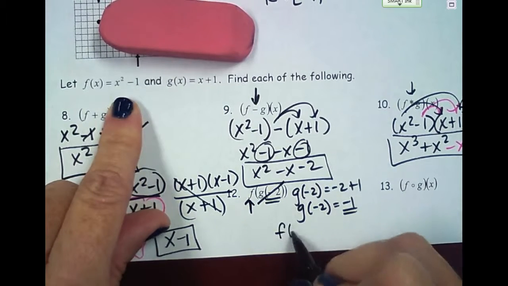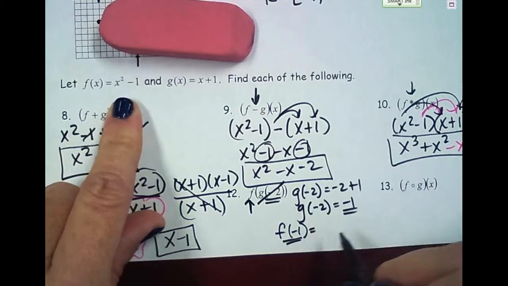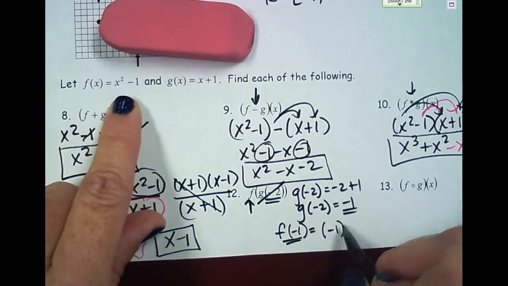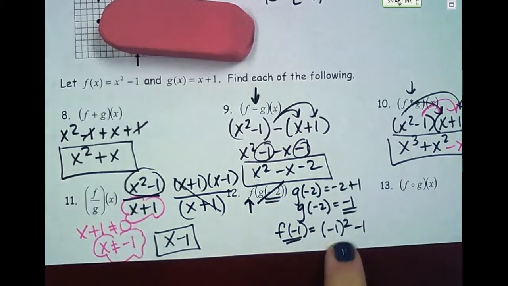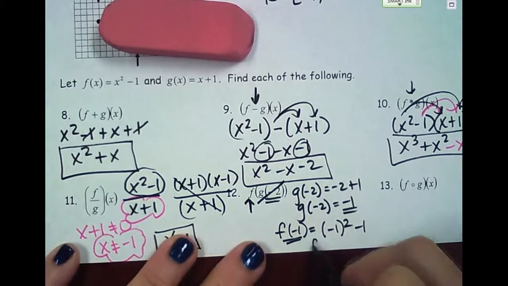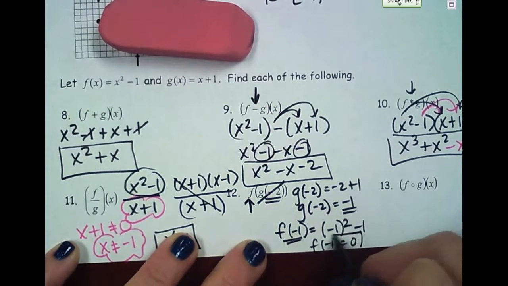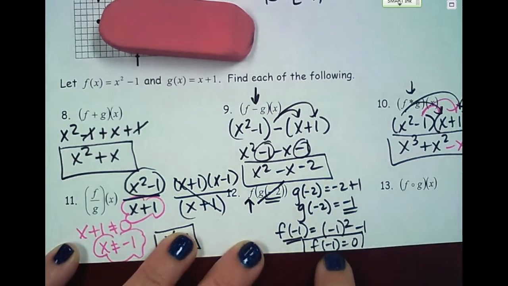Be careful. F of negative 1, don't forget to write that part. That's important. Negative 1 squared minus 1. Negative 1 squared is 1. 1 minus 1 is 0. So the answer is 0. Notice when I plug a number in, you write your answer like that.